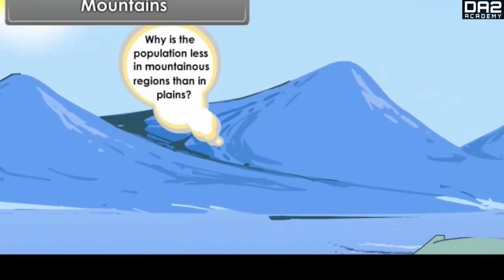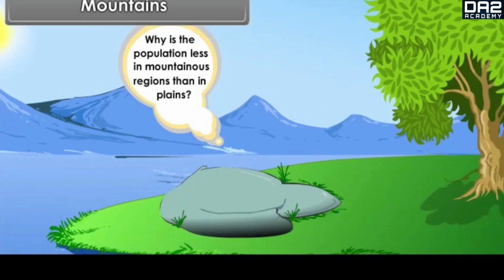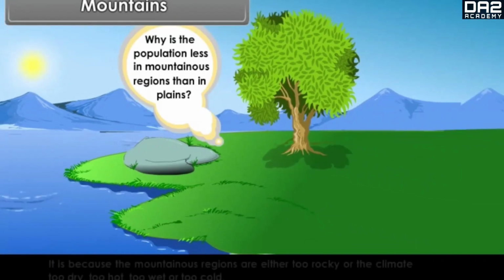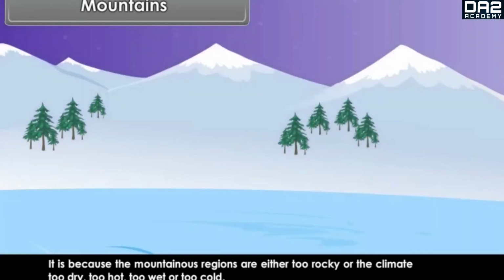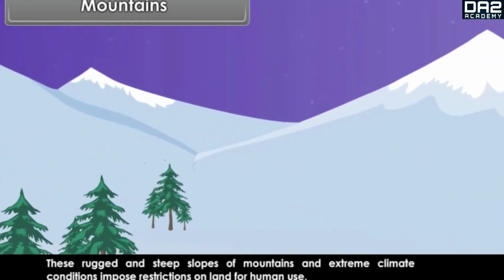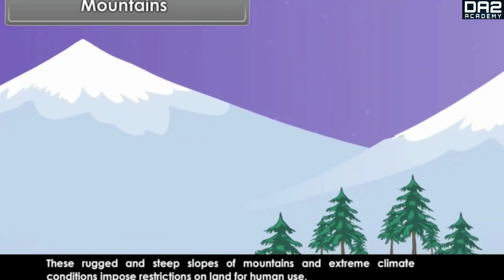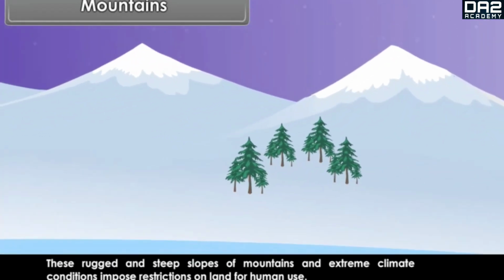Why is the population less in mountainous regions than in plains? It is because the mountainous regions are either too rocky or the climate is too dry, too hot, too wet, or too cold. These rugged and steep slopes of the mountains and extreme climate conditions impose restrictions on land for human use.